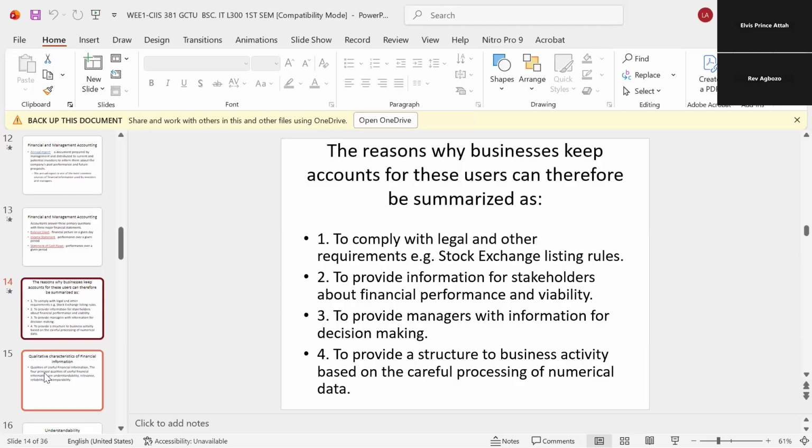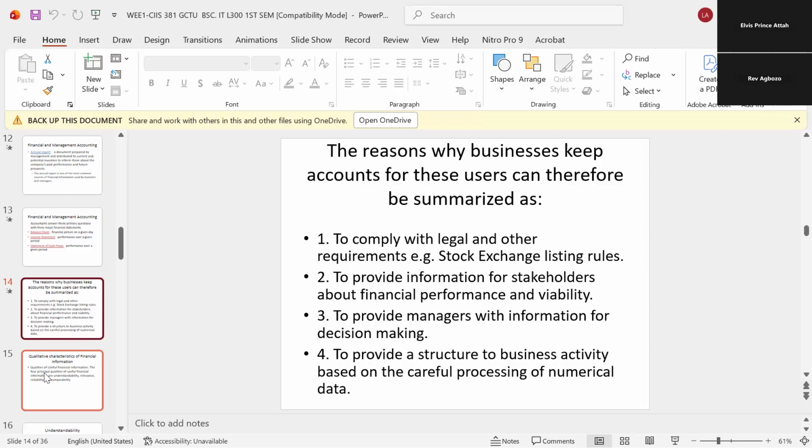Now, the reason why businesses keep accounts for those users can therefore be summarized as follows. 1, to comply with legal and other requirements. So it is a requirement by government that at the end of every year, businesses submit their accounts to the various agencies. Number 1, the Registrar General. Number 2, the tax authorities. And then number 3, the owners of the organization.